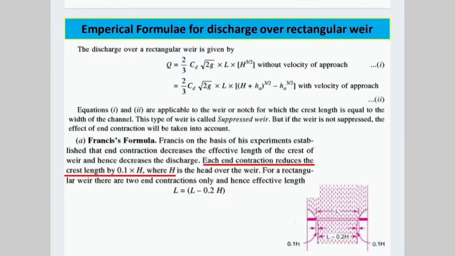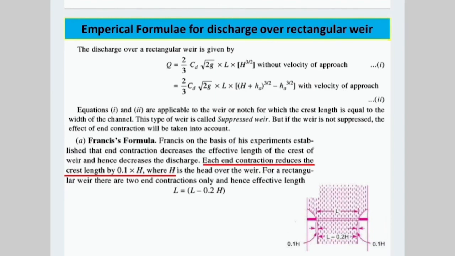Empirical formula for discharge over a rectangular weir. Here the equations for finding the discharge over a rectangular weir are given. These two equations are applicable to the weir or notch for which the crest length is equal to the width of the channel. This type of weir is called a suppressed weir. If the weir is not suppressed, then the effect of end contraction will be taken into account. If there is end contraction, then the total discharge will be decreased.